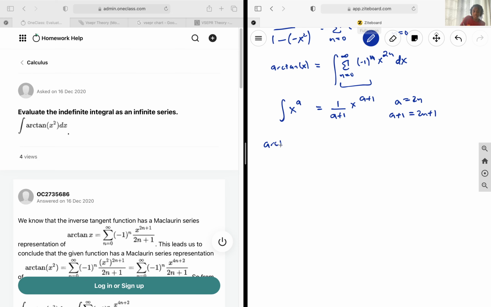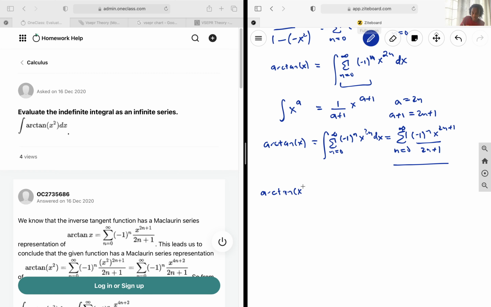So this means that arctan of x is going to be, as mentioned, the integral of this infinite series. And to write out what that is going to be, it is going to be the summation from n is equal to 0 to infinity of negative 1 to the power of n, x to the power of 2n plus 1, all over 2n plus 1, according to this formula. So now we just put in our x squared, since we have what arctan x is.